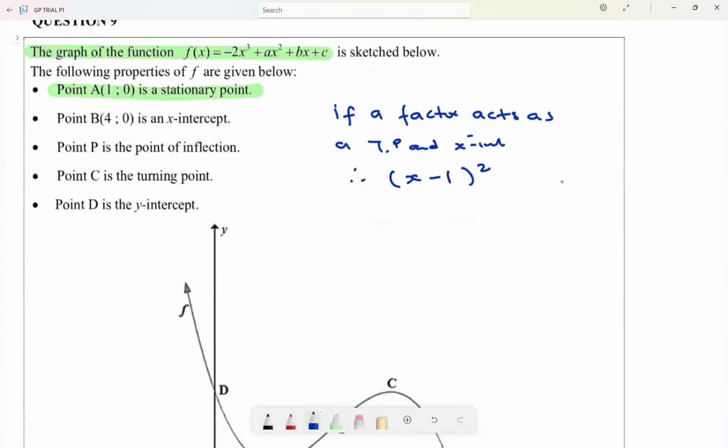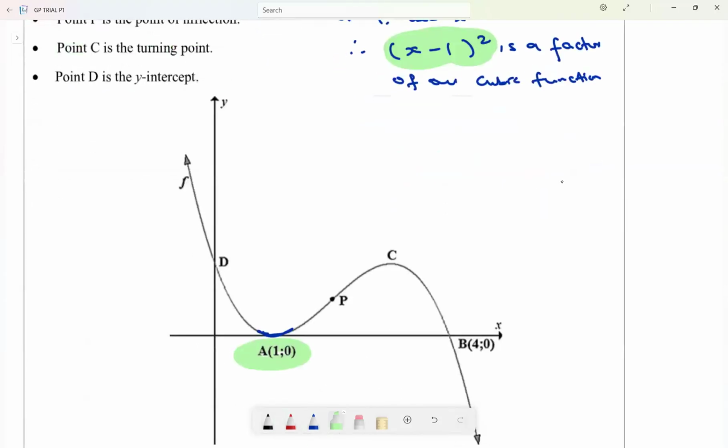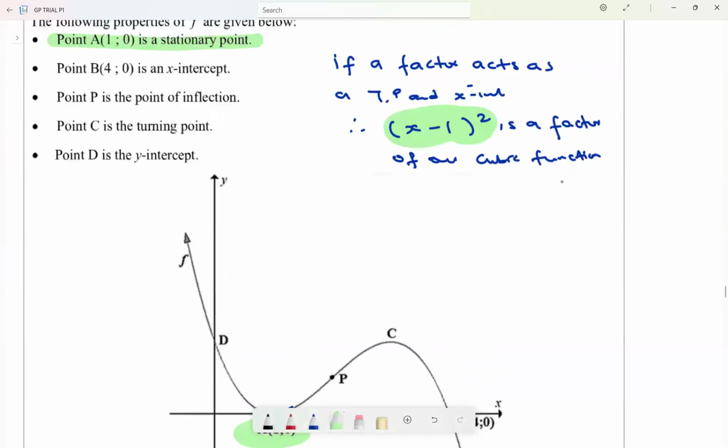So x minus 1 squared is going to be a factor of our cubic function. So we already have our factor, and it should be squared. Why should it be squared? Because now it repeats itself twice, as a turning point as well as an x-intercept. By the way, a stationary point is the same as a turning point. Why are we referring to a turning point as a stationary point? Because our gradient is not increasing or decreasing.